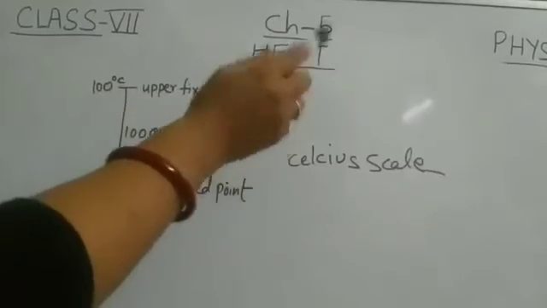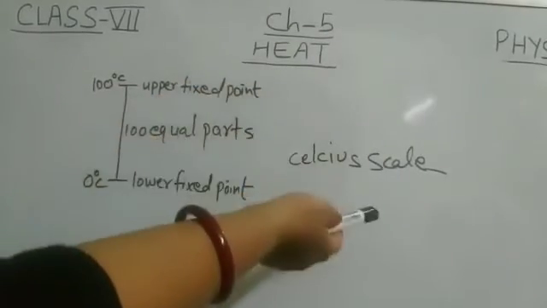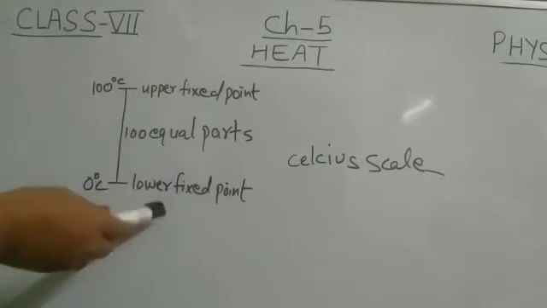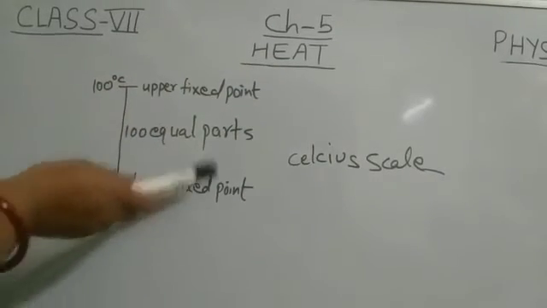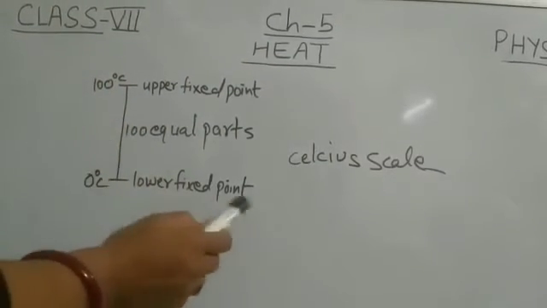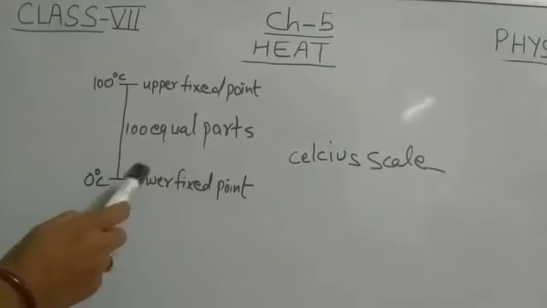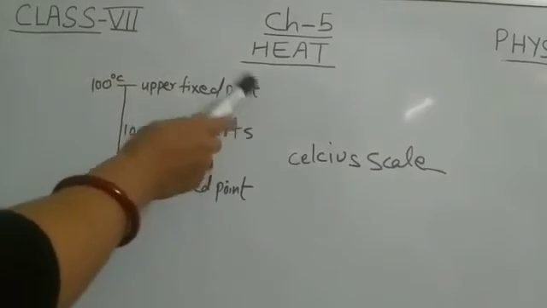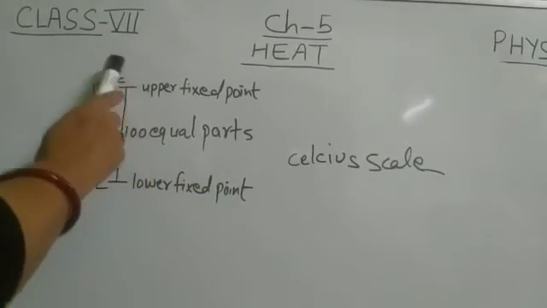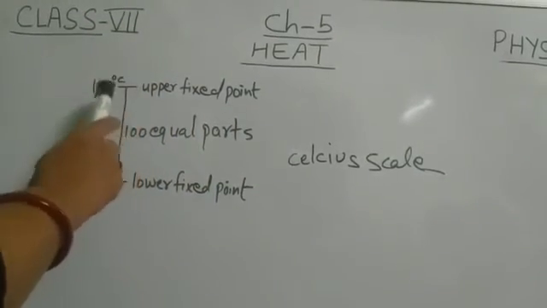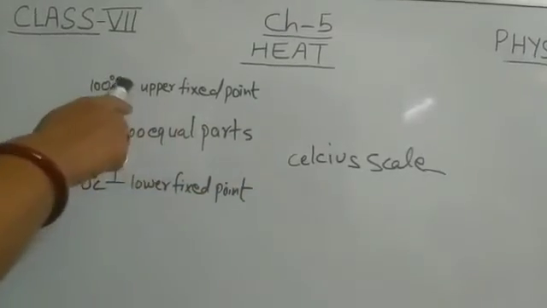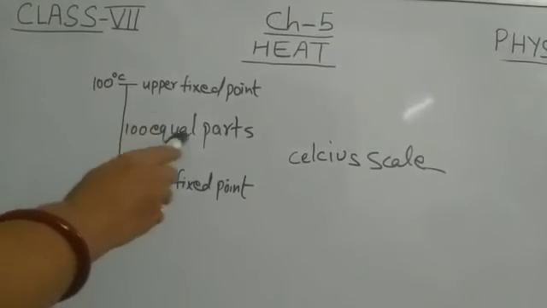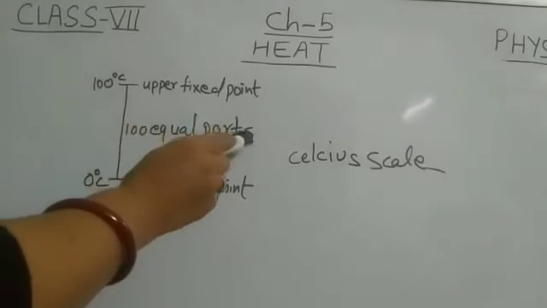So what we have learned, let me be more clear. If we talk about the Celsius scale, there are two fixed points, lower fixed point and upper fixed point. Lower fixed point is the freezing point of water, that is 0 degrees Celsius, and upper fixed point is the boiling point of water, that is 100 degrees Celsius. And in Celsius scale, this part is divided equally into 100 equal parts.